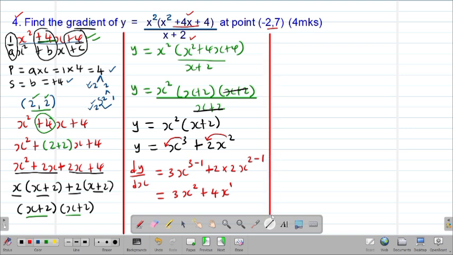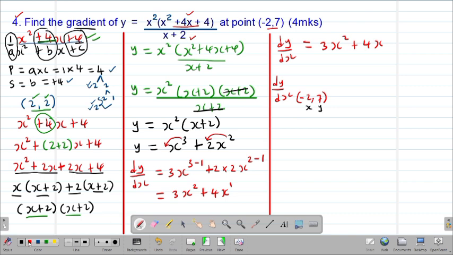Therefore, to find the specific gradient, I'm remaining with my gradient function as dy dx being equal to 3x squared, then plus 4x. X power 1 is the same as x. Therefore, dy dx through the point negative 2, 7. Clearly, the value of x will be negative 2, then the value of y will be 7.